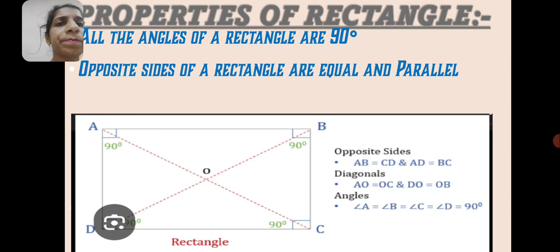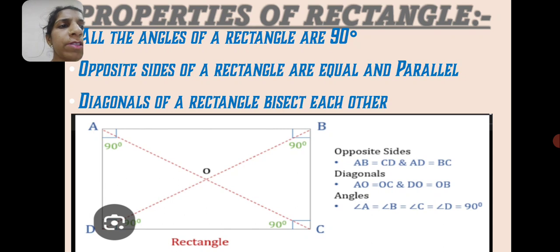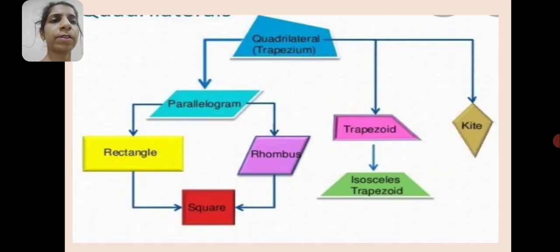Next, the diagonals of a rectangle bisect each other. Diagonal AO is equal to OC and DO is equal to OB. Each angle is equal to 90 degrees. Yes, students. Let's move further.